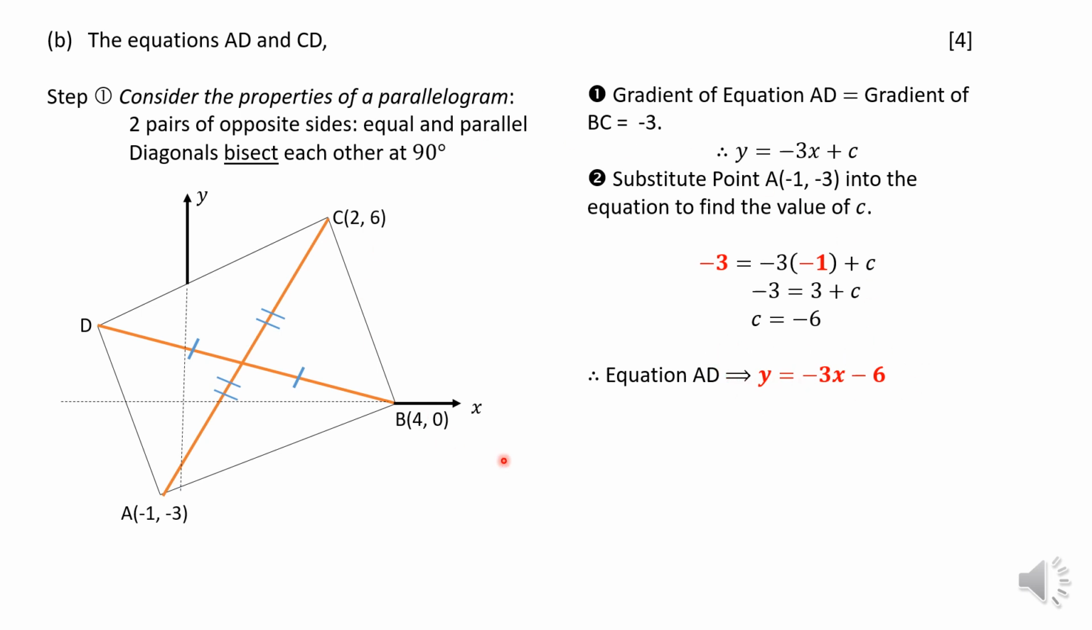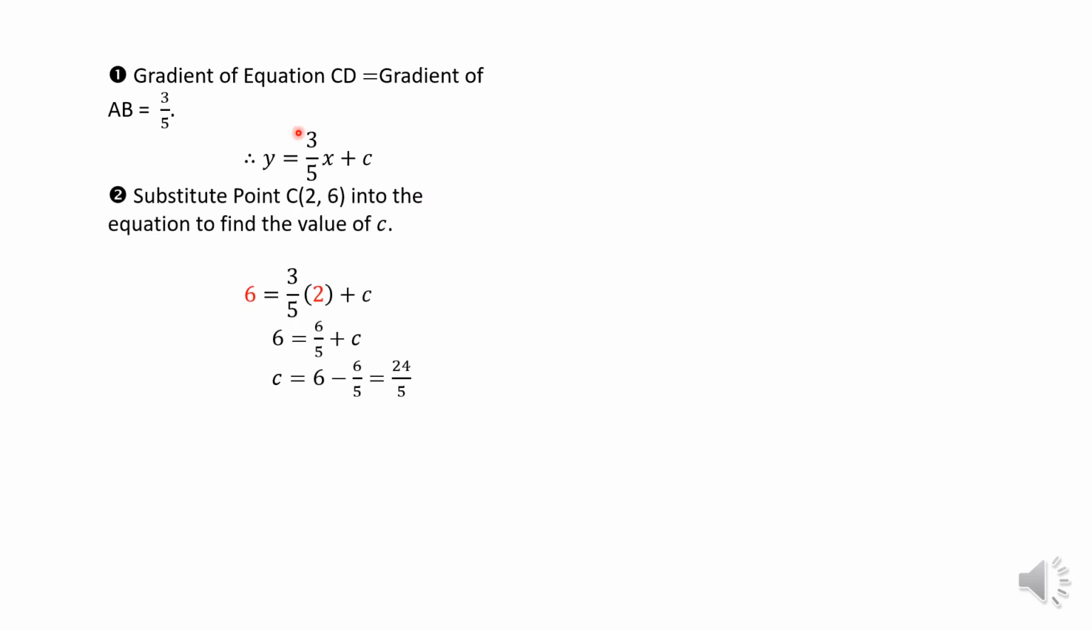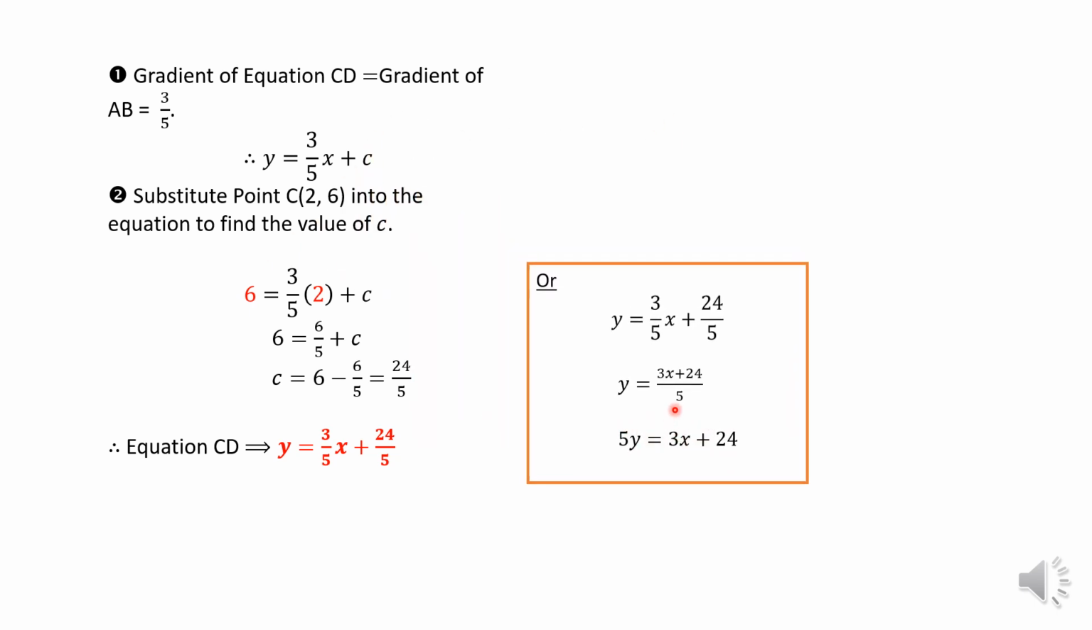I will do the same thing for CD. Okay, so again, the gradient of CD is the same as the gradient of AB, which we calculated before, remember? And then I substitute point C, and I managed to get my equation, which is y equals 3 over 5x plus 24 over 5, which can also be written this way, because the denominator is the same. Or you multiply throughout by 5, and then you get this, also giving you the same answer.